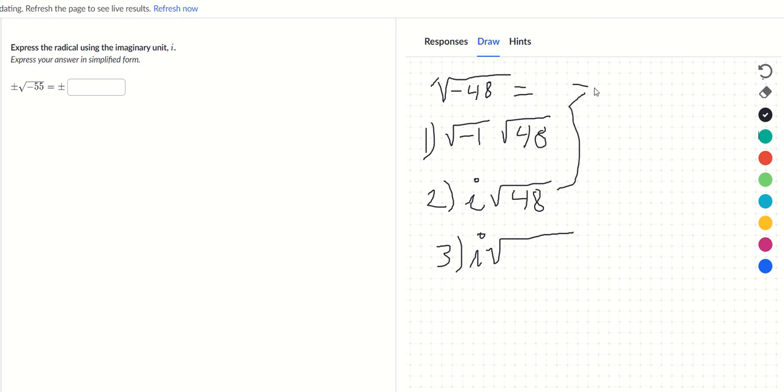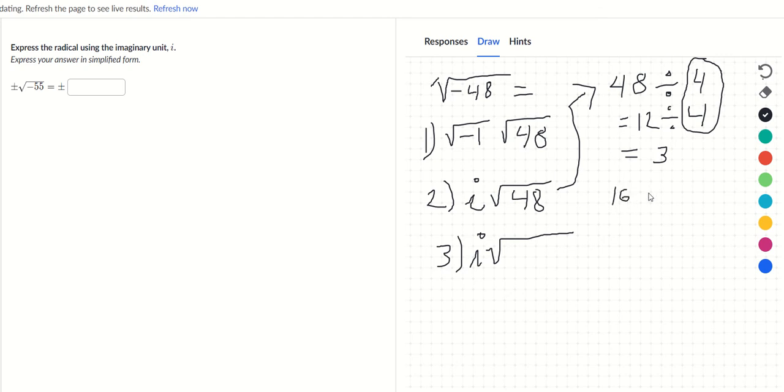Well, I could say that 48 can be divided by 4, and I know that 4 has a square root. So 48 divided by 4 equals 12. But even 12 can be divided by 4, and then I would have 3. In this case, I know that 3 cannot be further simplified, and here I have a number that repeats itself. So I can multiply that number: 4 times 4 is 16, and 16 times 3 equals 48.